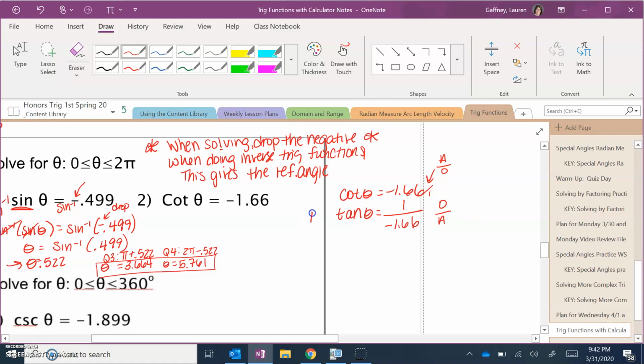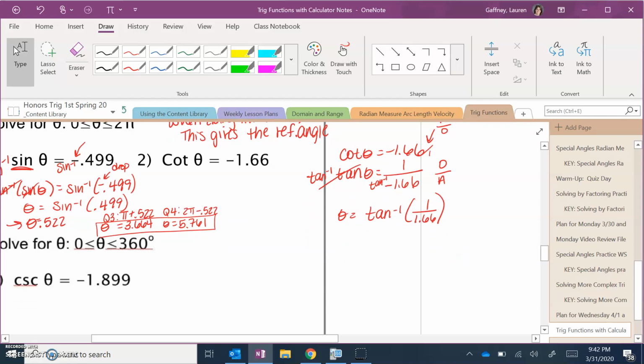Okay, so to get rid of tan, you would do tan inverse. What you do to one side, you do to the other. Sorry, I'm kind of smushing it in there. Remember, drop that negative. So tan inverse of 1 over 1.66. If you pause it, take a minute, type that in. For some reason, I only did my reference angle to 2 decimal places here. But my reference angle is going to be 0.54.